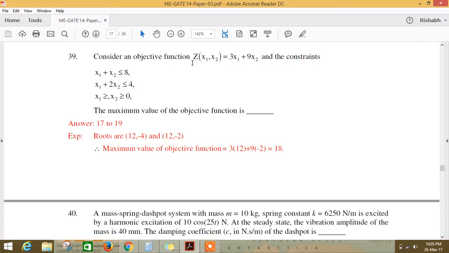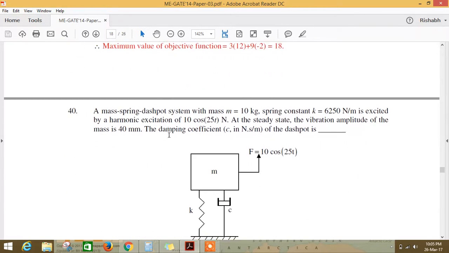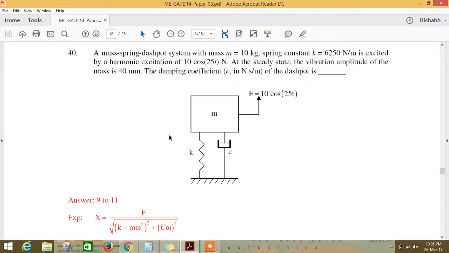As I can see, the objective function is 3x1 plus 9x2. Both are positive, so if x1 and x2 are positive, I will get the maximum value of z. I solved and got the values 12, minus 4, and 12, minus 2. For these two points, I get the maximum value of the objective function as 18 for 12, minus 2. Now let's see the last question for this video.